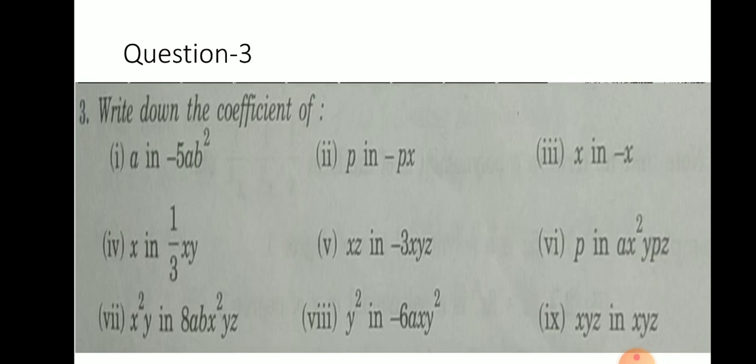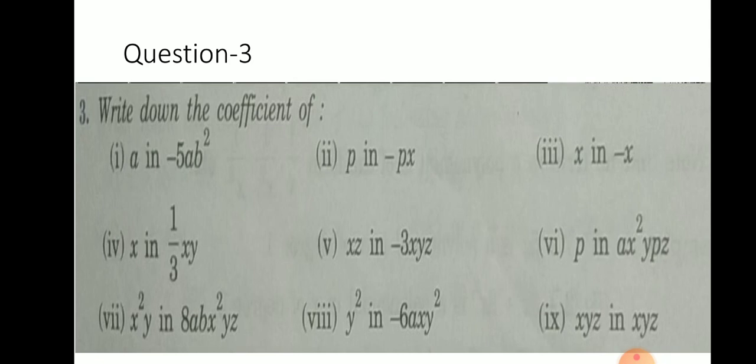So now the second one, coefficient of p, here we need in minus px. So except p, the remaining part is minus x. That's why for the second question, minus x is the coefficient of p.